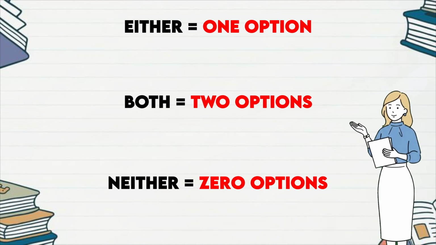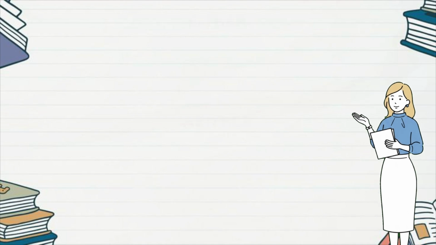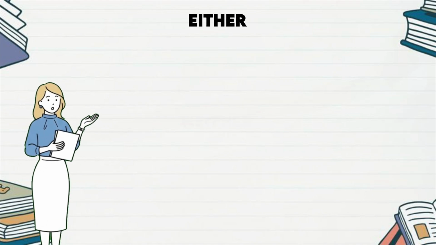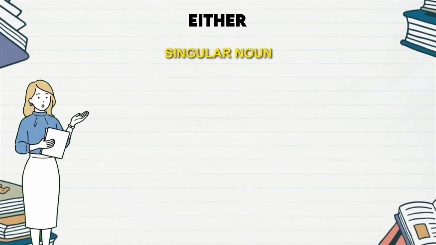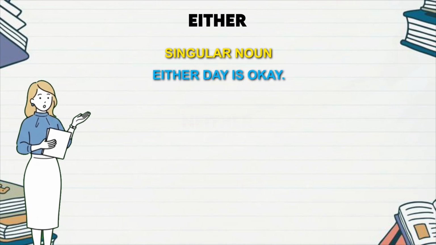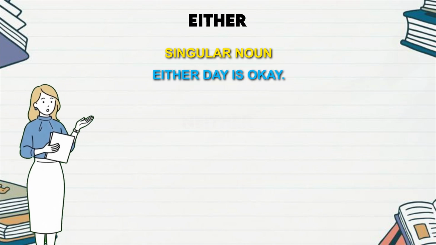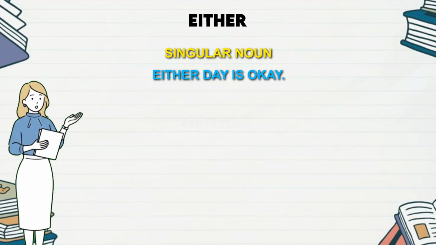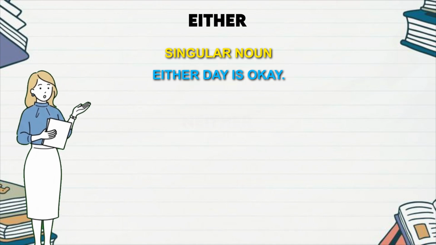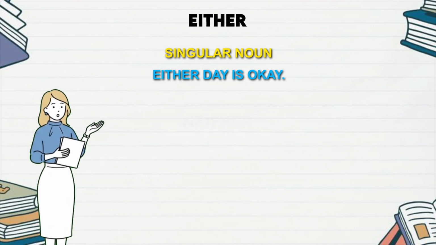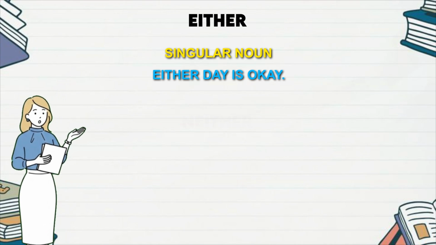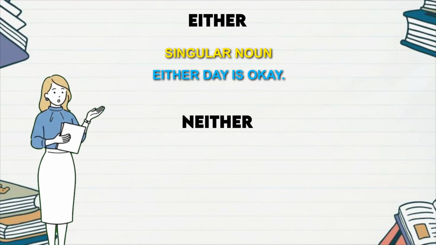Now pay attention because grammar matters here. When using either, we use a singular noun. Example: either day is okay. Did you notice something? We say day, not days. Why? Because even though 2 days exist, only one will be chosen. Makes sense? Now let's do the same with neither.